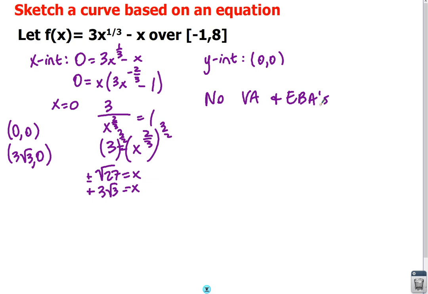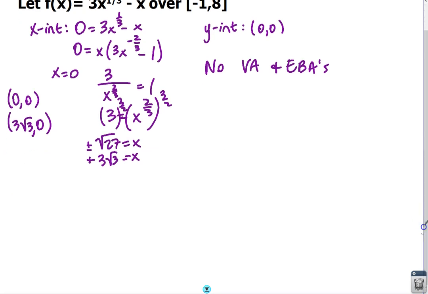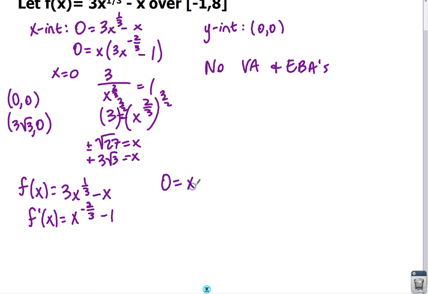Okay, so now I need to look for changes in increasing and decreasing. So I need to look at my first derivative. So f of x was 3x to the 1/3 minus x. That means f prime of x is going to be x to the negative 2/3 minus 1. So I need to set this equal to 0: 0 equals x to the negative 2/3 minus 1. I also need to check for where my derivative is undefined.